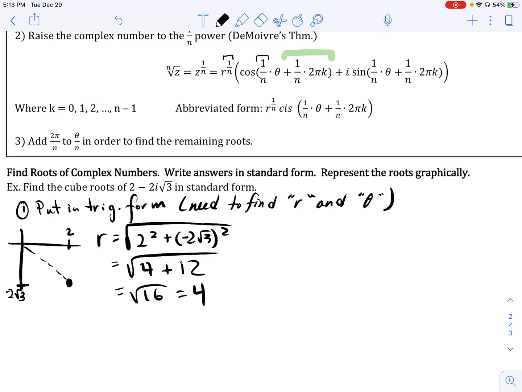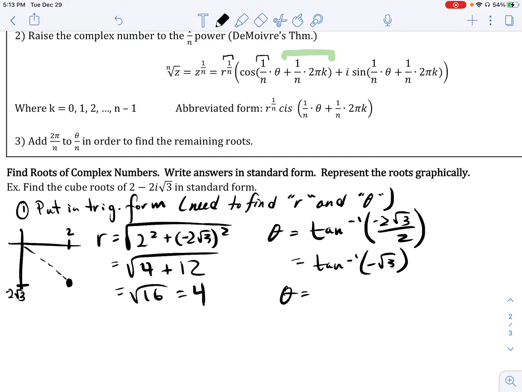Now let's find theta. We know that theta is going to be the arctangent of our vertical over our horizontal, y over x. So -2 root 3 over 2. And that would then give us arctangent of this value, -√3, just to simplify this. And you don't need a calculator for that. Hopefully you know that means theta is equal to, in this case, -pi/3. Well, that's what the arctangent would give.